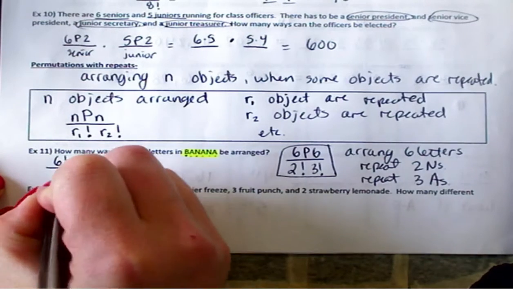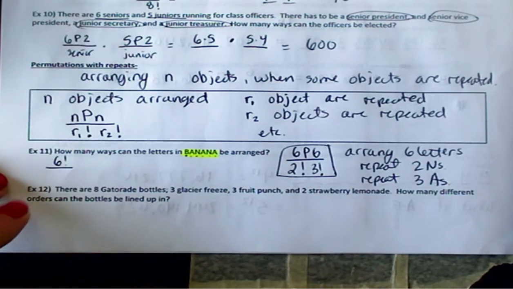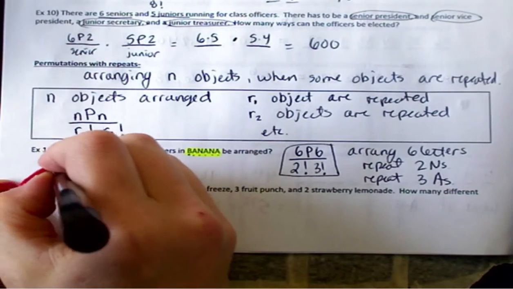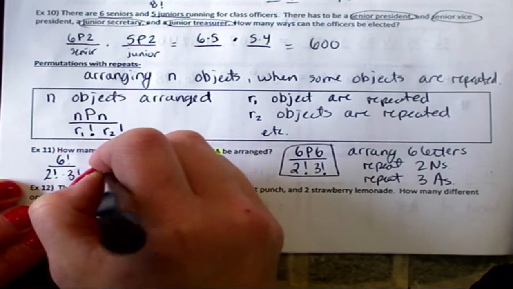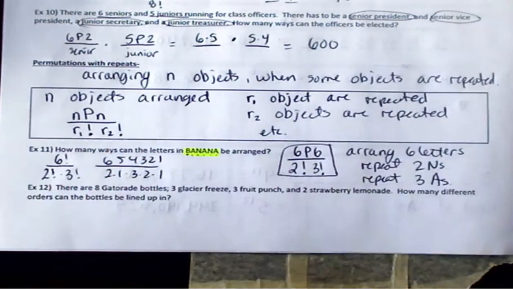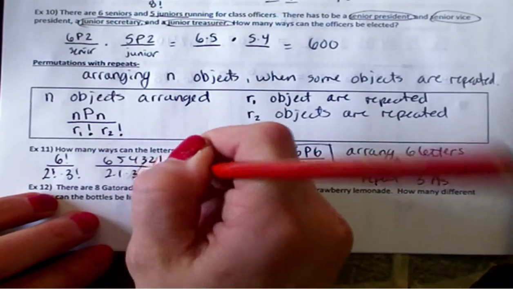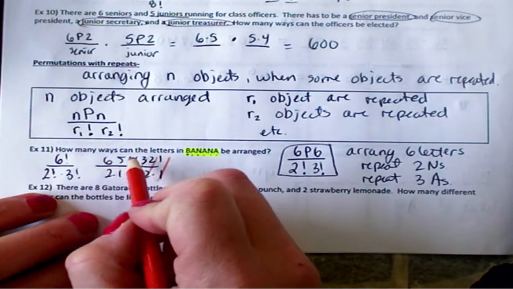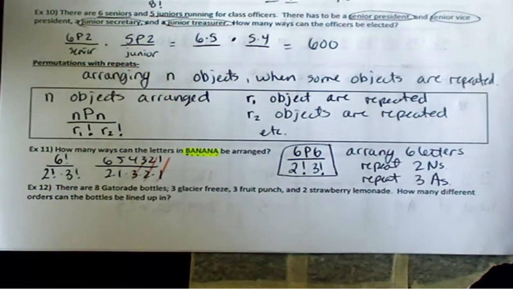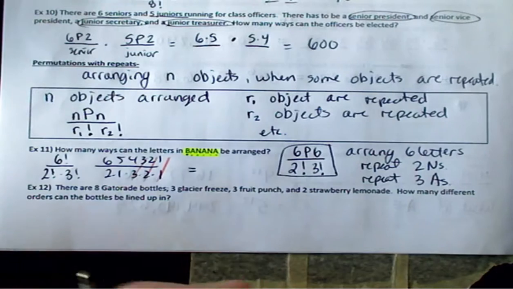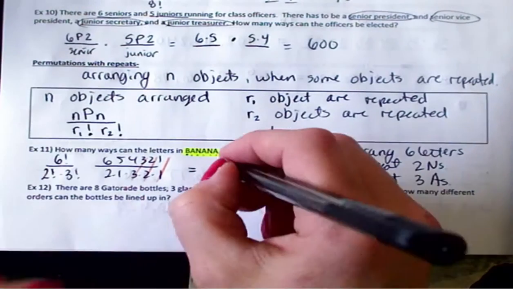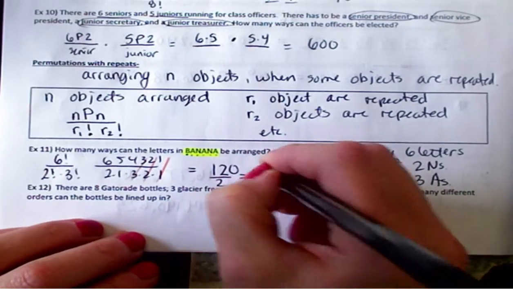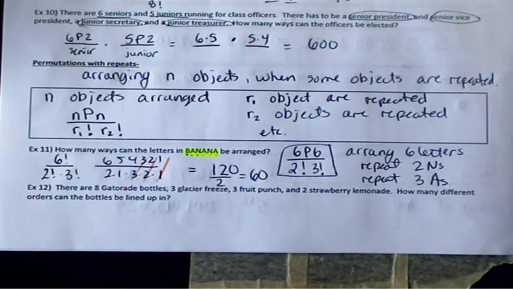So here is the formula. We end up with 6 factorial, 6P6: start at 6, write 6 numbers, over 2 factorial, 3 factorial. 6, 5, 4, 3, 2, 1, over 2 times 1, 3 times 2 times 1. So 720 over 12 is 60. I'll check. Awesome, 60. Okay, do number 12.